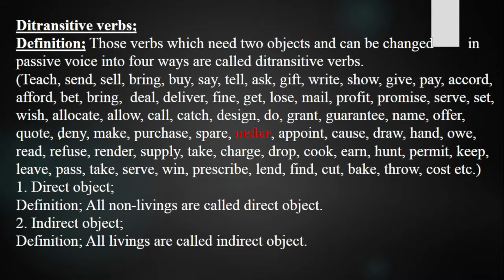Today we will be discussing the die transitive verb order, how we are going to change it from active voice into passive voice. Before starting this, we will just put a glance on the definition of die transitive verbs. Die or D, you can pronounce it both. Die means two, transitive which can be changed into passive voice, and verb which shows an action. So those verbs which need two objects, keep in your mind they need two objects and can be changed in passive voice in four ways, are called die or D transitive verbs.